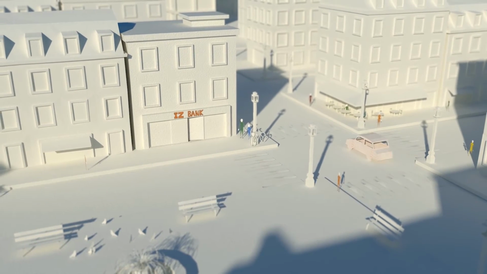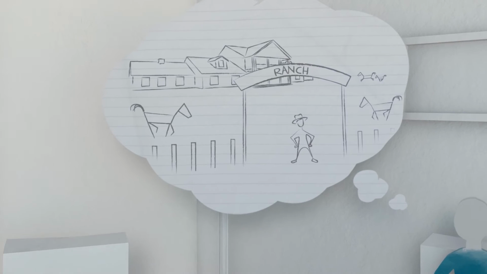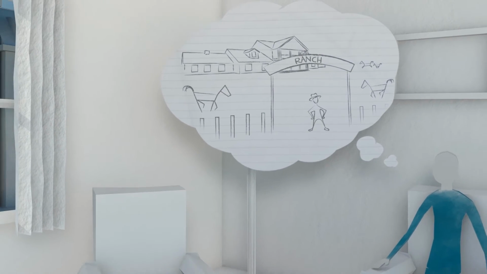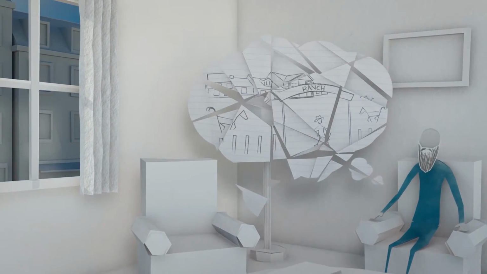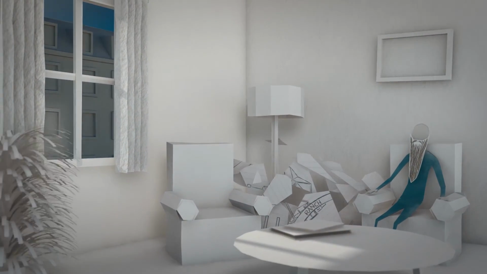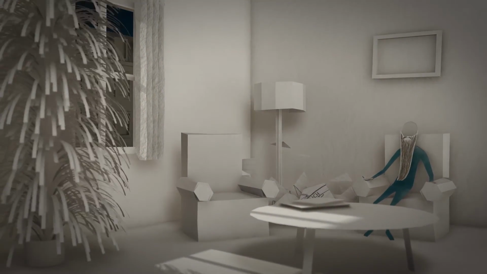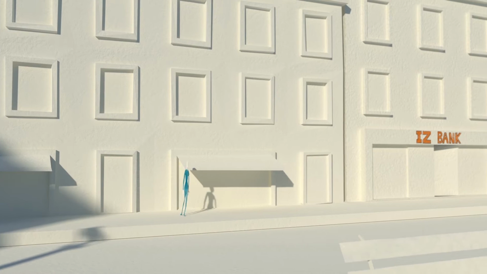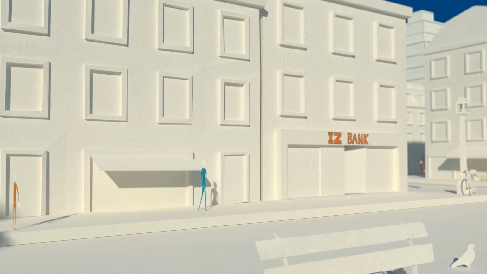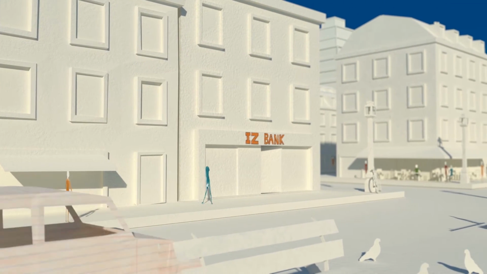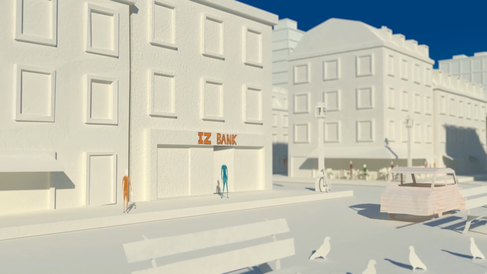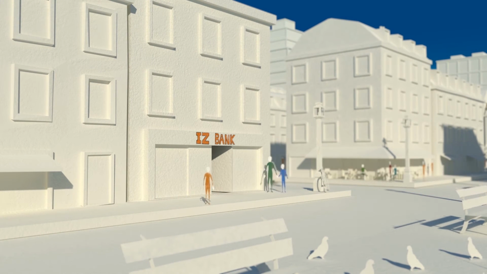Here's how it works. Suppose you wanted to buy a ranch. But, given your level of income, you would have to save up for 10 years to pay for it. And 10 years is a long time. Your bank, IZ Bank, offers to lend you 100,000 IZs to be repaid over 10 years, plus interests.